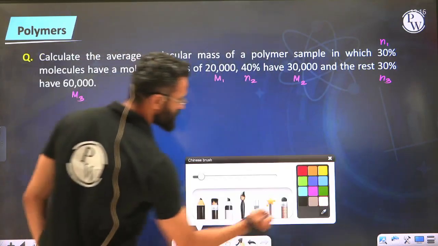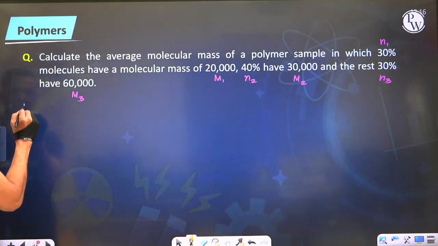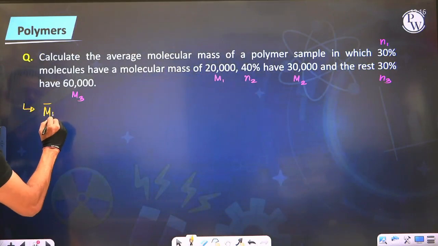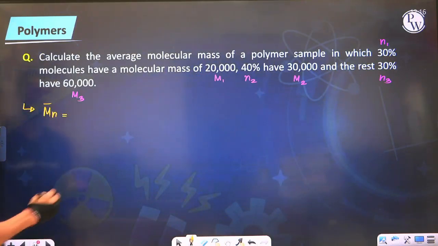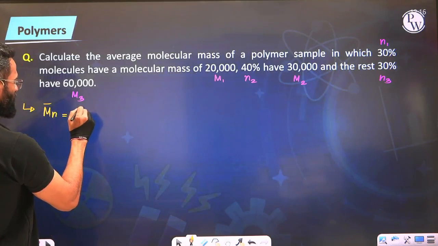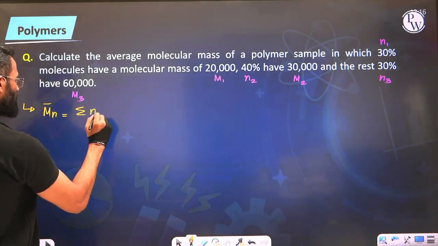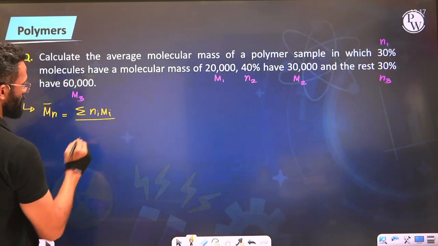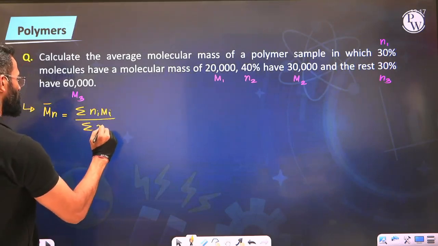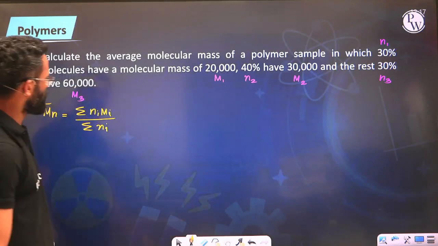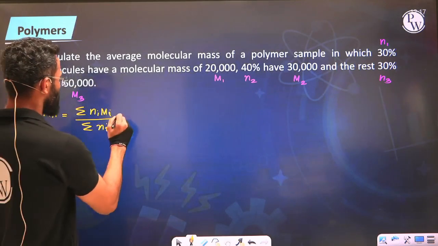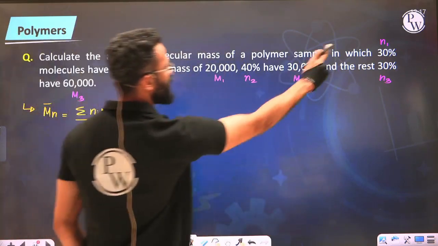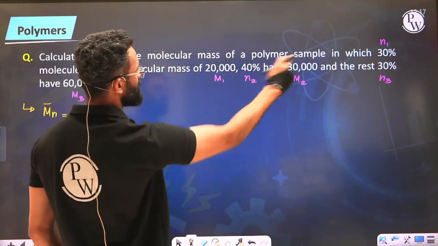Suppose I talk about number average molecular mass, M bar n. It is given by the sum of NiMi upon the total number of polymeric units. So here, if I apply that, how will it be? NiMi. So first is N1 into M1. What is N1? 30, into M1, 20,000.